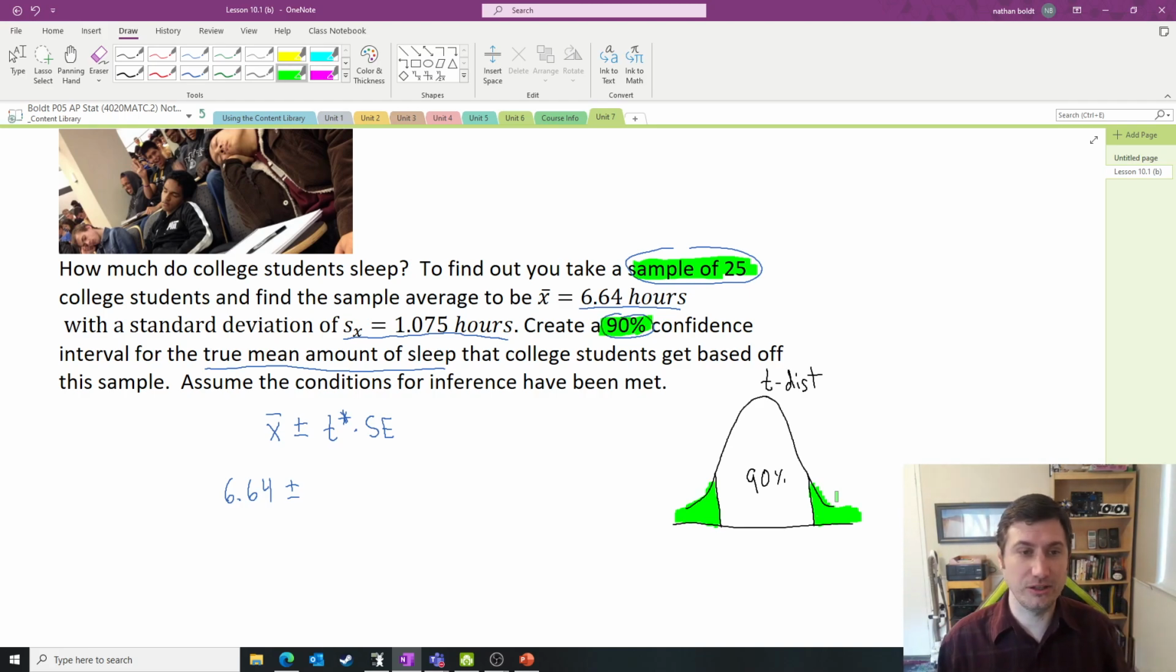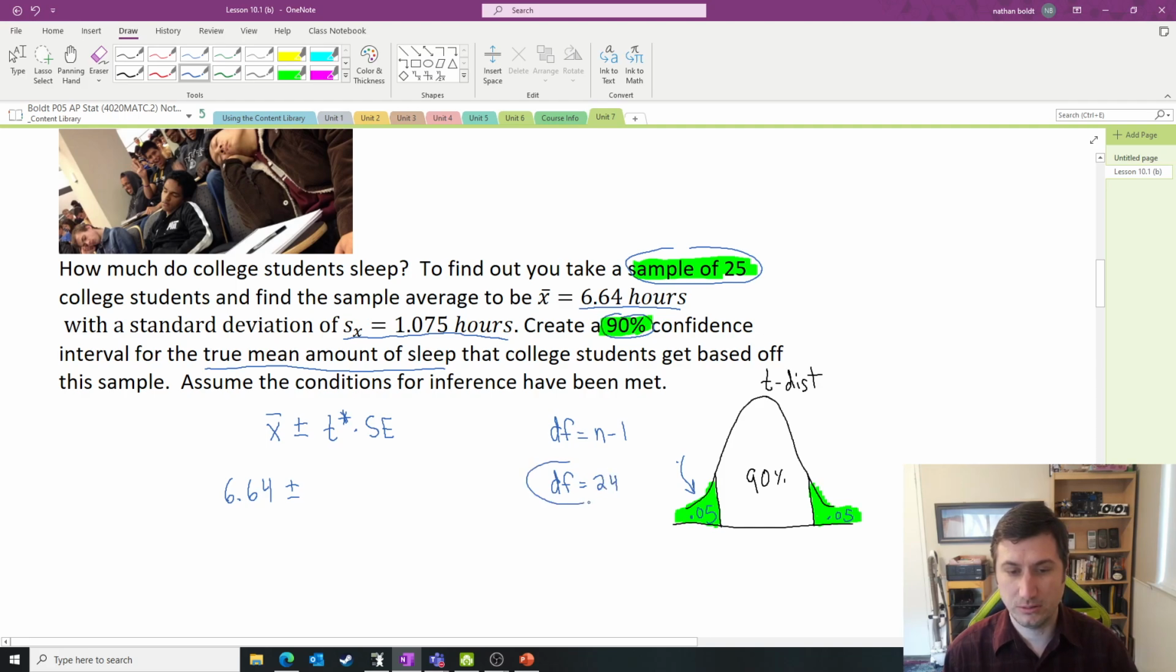That's the area it's looking for, the area to the left. So how big is that right there? If it's 90% in the middle, that means we have 5% in each tail. That's the number we're putting in. The degrees of freedom is n minus 1, so our degrees of freedom here are 24. I'm going to plug those two things in, and that will give me my t-star.